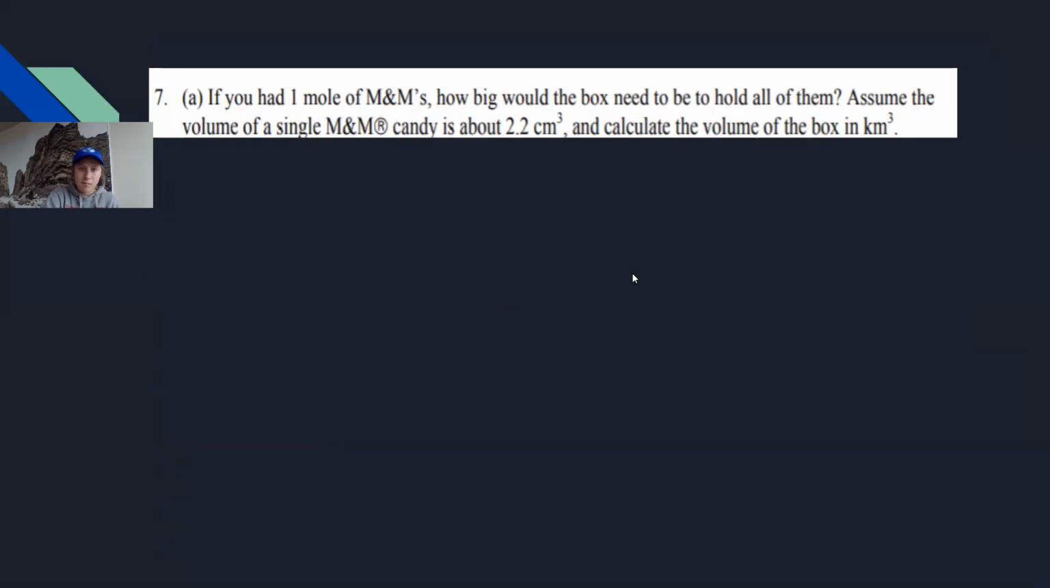All right, so more math. For this one, you need to recognize what you start with. If you had 1 mole of M&Ms, you want to start with your 1 mole of M&Ms. Let's see, this is gonna be so bad. Okay, 1 mole.